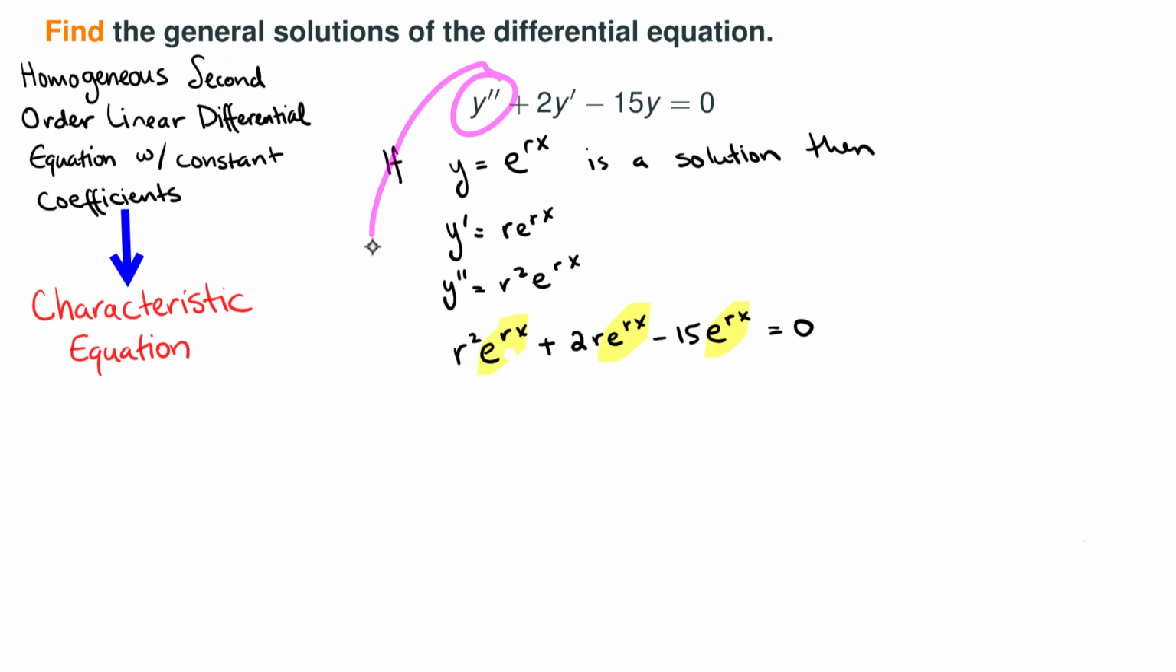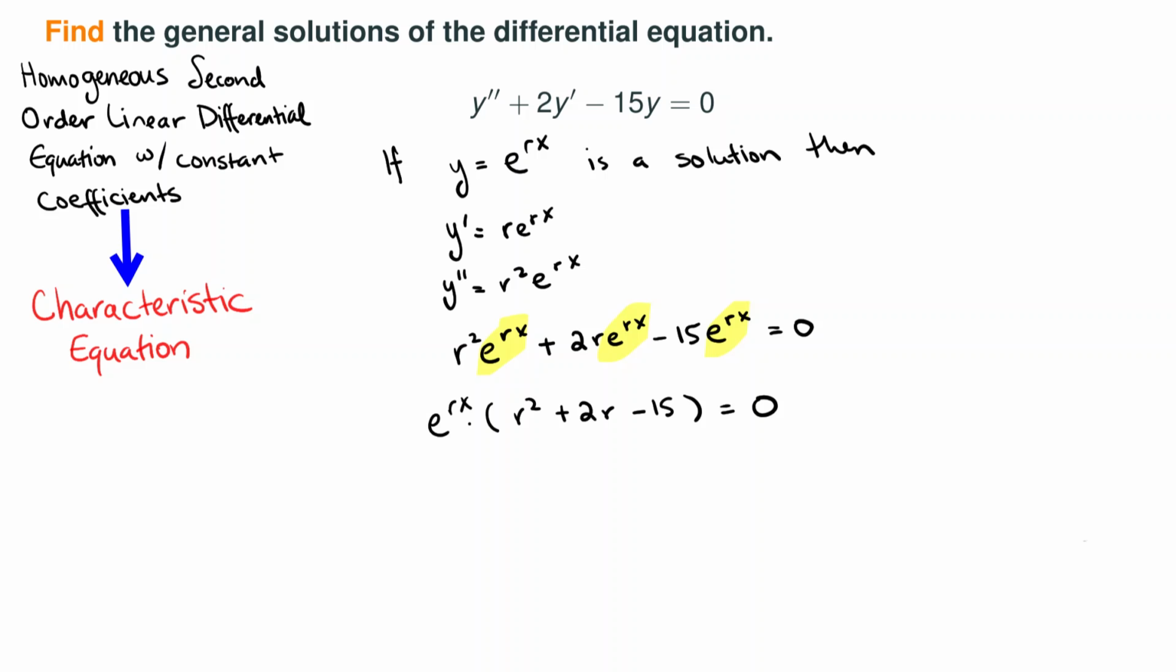The second derivative becomes r squared e to the rx, plus 2 times the first derivative, minus 15 times the original. And what we notice here is that because the original function, the derivative, and the second derivative all have the same e to the rx term, we can factor that common term out of the left side, and we get this equation.